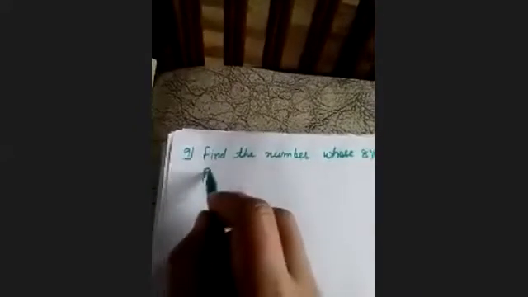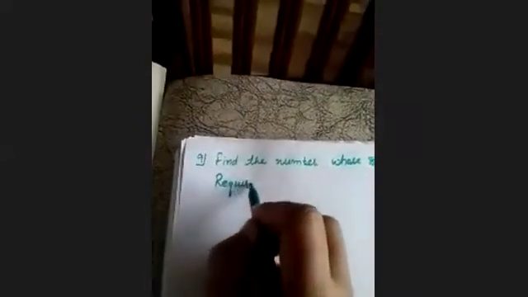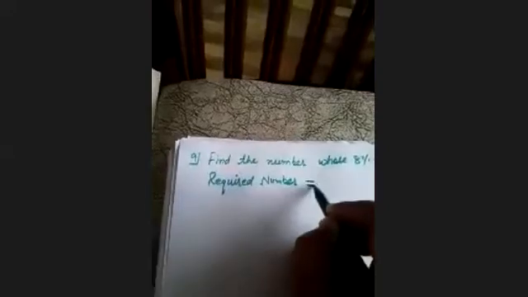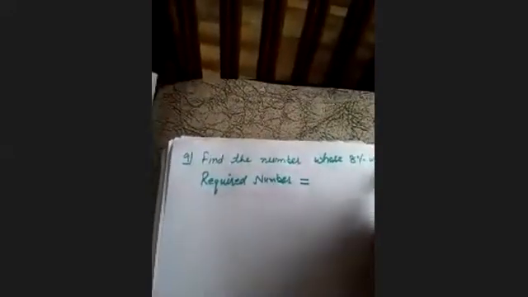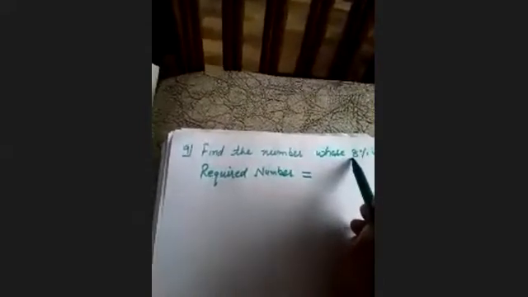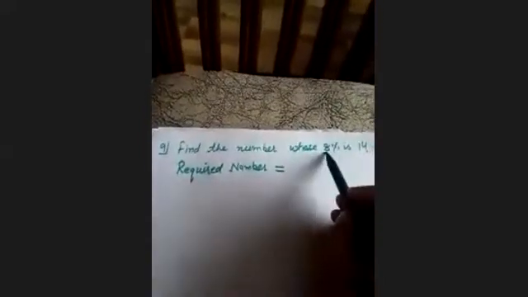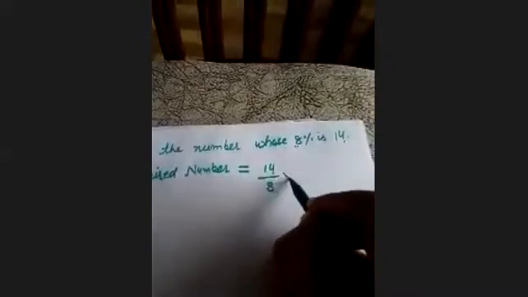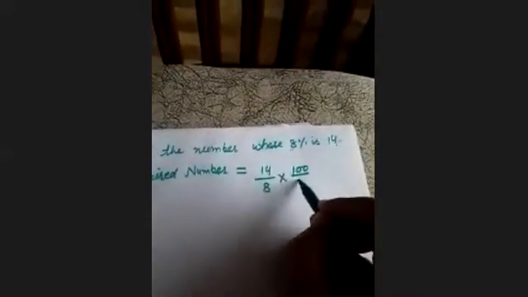Find the number whose 8% is 14. So required number is 14 upon 8 into 100. 14 upon 8 into 100 upon 1.